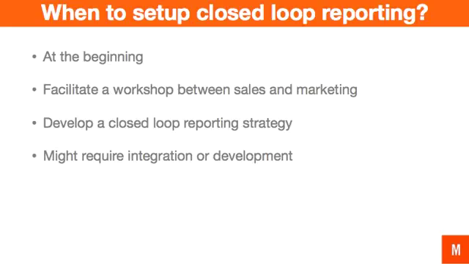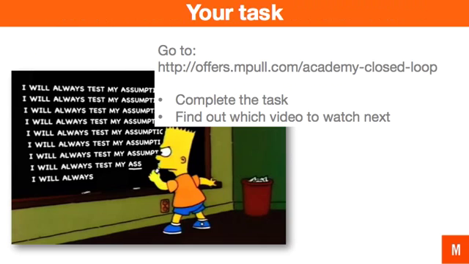So when should you be setting up a closed loop reporting strategy? Ideally, right at the beginning of the interaction with a new customer. It will require you to facilitate a workshop, maybe between the sales team and the marketing team, and work out who's going to send information to whom and when, and how that information is captured. This will allow you to develop a closed loop reporting strategy. And as we mentioned, that strategy might require some sort of integration with your CRM system. It might require some development using the API to make sure that everything gets updated and is correct.